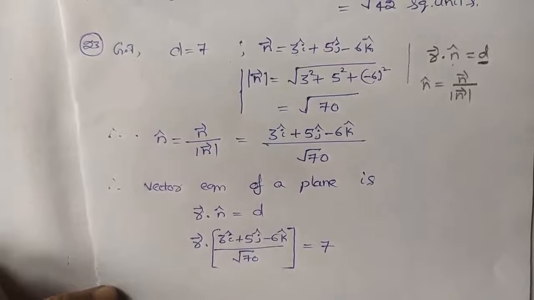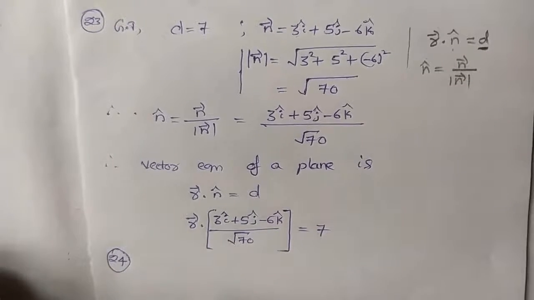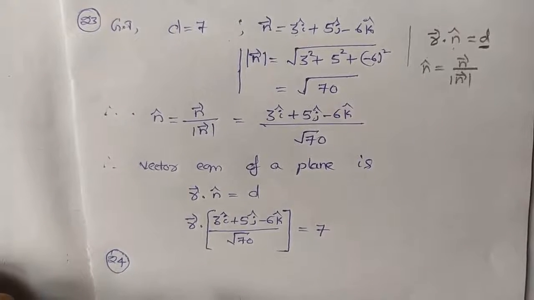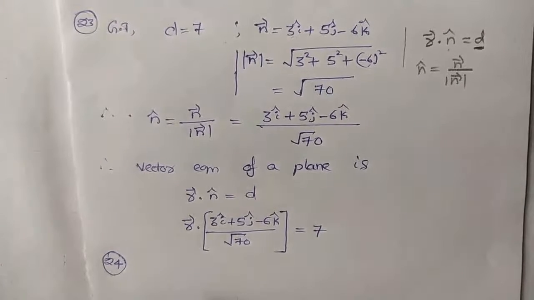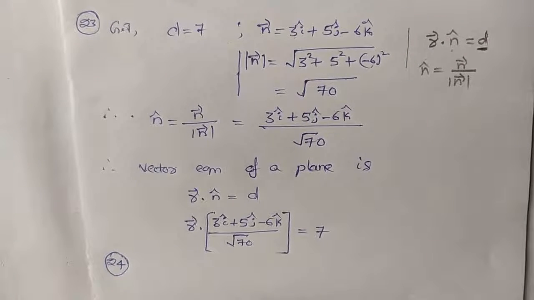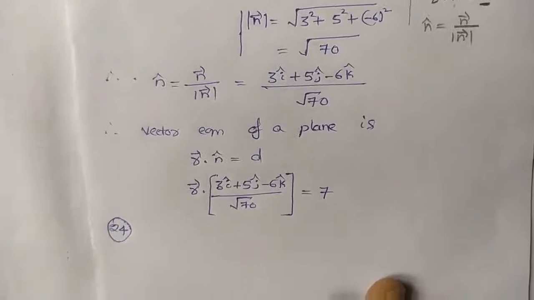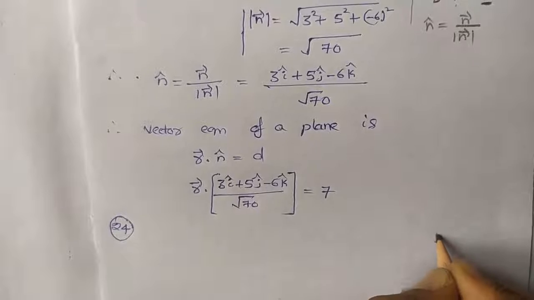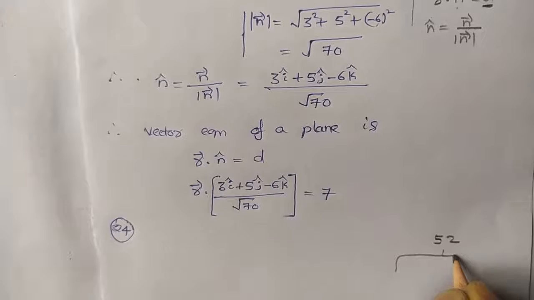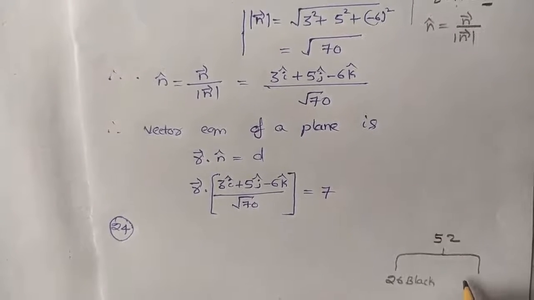Next, see the 24th question. That question belongs to probability. 2 cards are drawn at random and without replacement from a pack of 52 playing cards. Find the probability that both the cards are black cards. You have to analyze that we have 52 playing cards. In these 52 playing cards, how many are black cards? 26 are black. 26 are red.